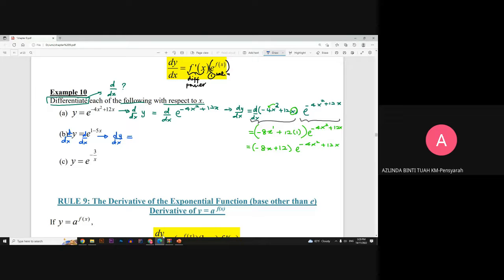Okay, differentiate of exponent with two steps. Differentiate power and copy back the original function. So what is the power? It is 1 minus 5x.